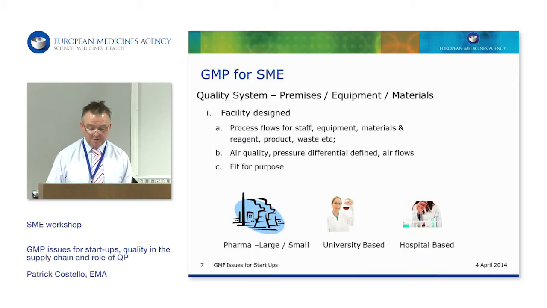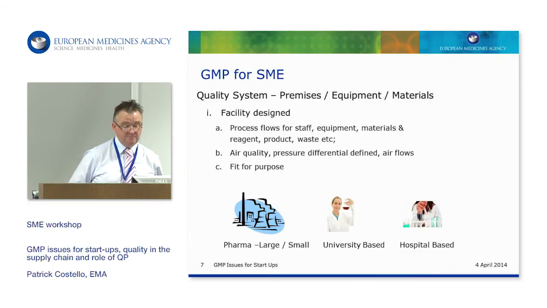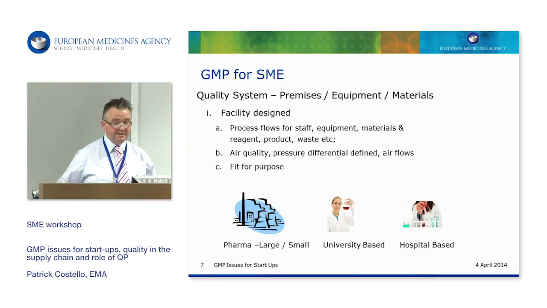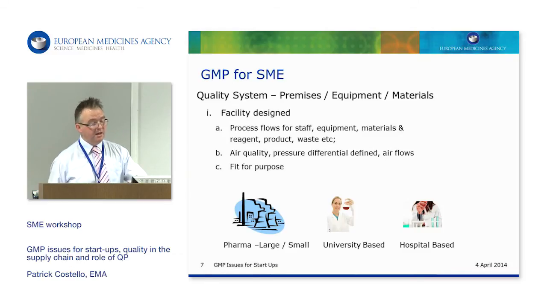So the next number of slides are really just to highlight key areas, I guess, of quality systems or of facilities that need to be taken into consideration when you're going to manufacture medicinal products for human or veterinary use. And as I said earlier, these requirements apply to pharma of all sizes, university-based manufacturers, and I guess hospital-based manufacturers.